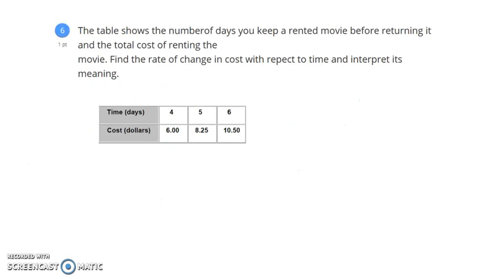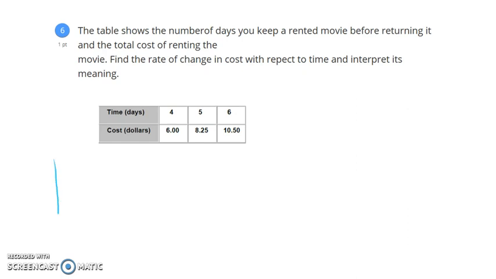Okay, now we're trying to get slope from a table. The table shows the number of days you keep a rented movie before returning it and the total cost of renting the movie. Find the rate of change in cost with respect to time and interpret its meaning.